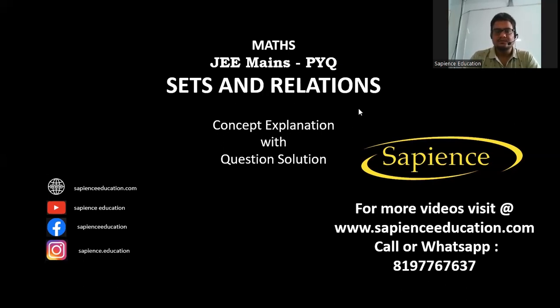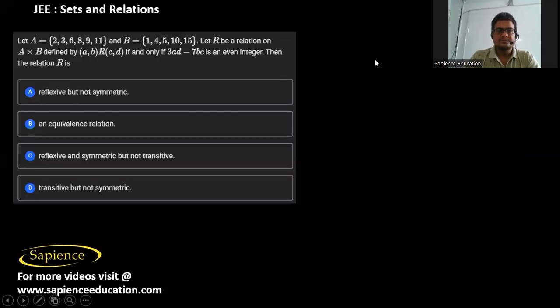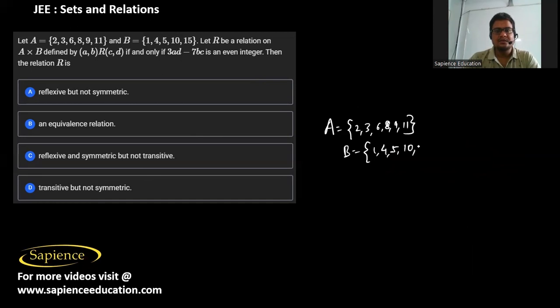So here in the first question, it has been told that let A be a set which contains the elements 2, 3, 6, 8, 9, 11, and B is a set which contains the elements 1, 4, 5, 10, 15. Then let R be a relation on the set A cross B.